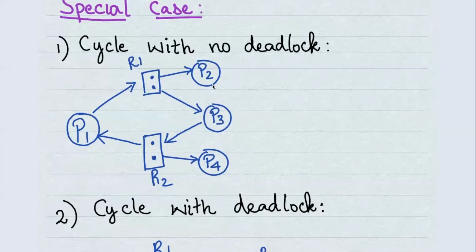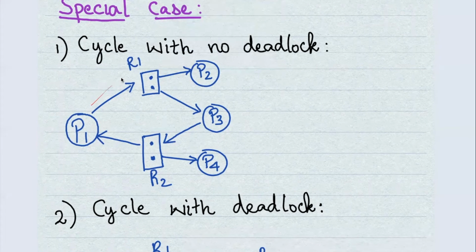Case one is cycle with no deadlock, right? So here you can see the cycle. This is a cycle, right? But we will not have any deadlock. We will check it. So here, is process 1 blocked or not? Let's check. Process 1 is requesting resource 1, but there are 2 instances of resource 1, which are occupied by process P2 and process P3. So process P1 is blocked now, waiting for resource 1.